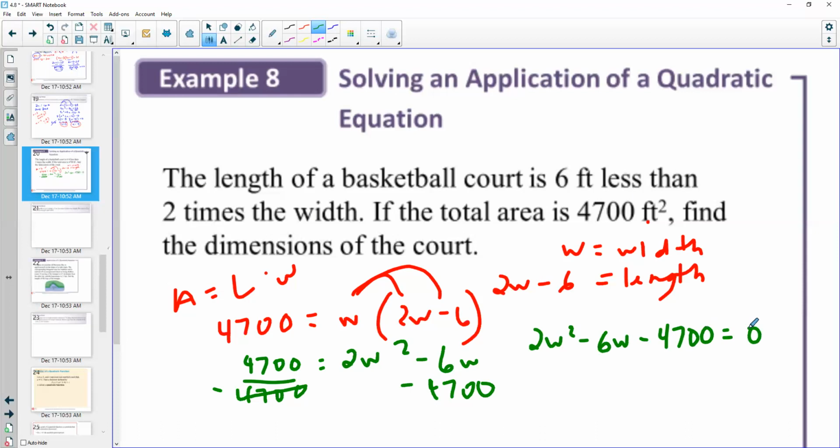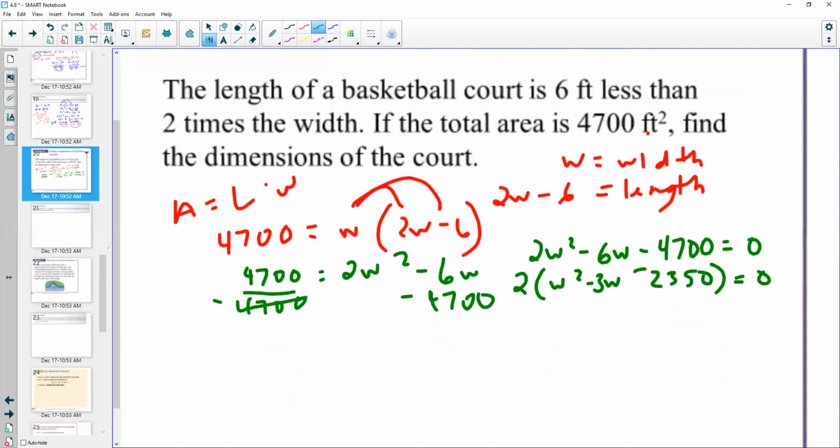And now you're looking at yourself going like, oh my gosh, I have to factor this. Holy cow. Well, we can pull out a 2. That's a common term, right? Let's make it at least a little easier on ourselves. Half of 4,700 is 2,350. And now I have to factor that inside. Well, you should think through to see how that's going to go. Okay, see if you can factor it.